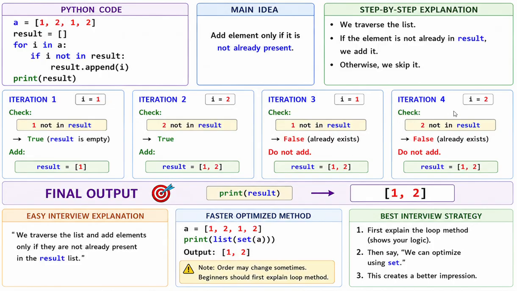What is the next iteration here? i = 2. Check here whether 2 exists in the result or not. Yes, 2 already exists in the result. So the condition is false. So the final output is [1, 2].